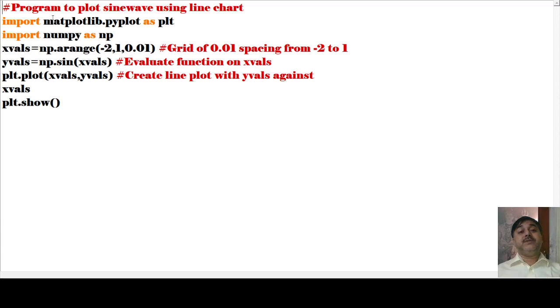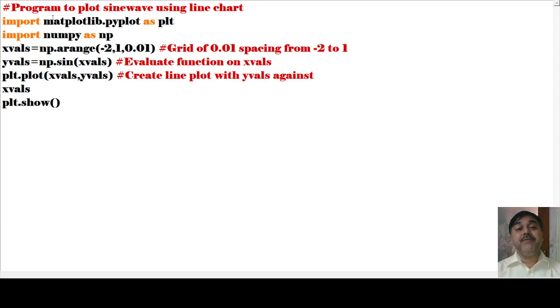Then plt.plot(xval, yval). These are the two things that have been taken. Xval is there, and after that plt.show(). Clear? So we are calling the xval again here to show how the xval is being implemented.